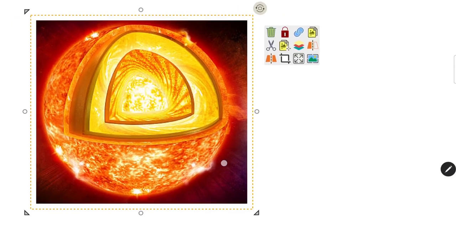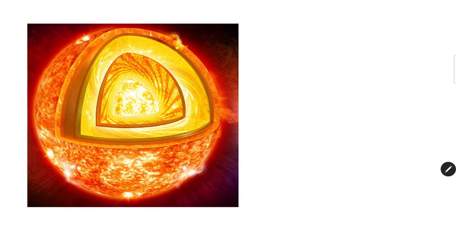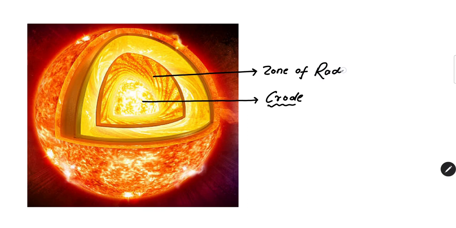In the last class, what we have done, we have understood the different layers of the sun. So let me revise once again. Here we have one structure of the sun. In this sun, can we say that the middle one, this part, is known as the core. As we discussed in the previous class, this is the core part, and just above that, can you see this one? This is the zone of radiation. This is the revision of the previous class.